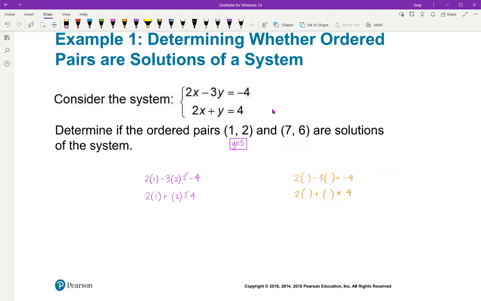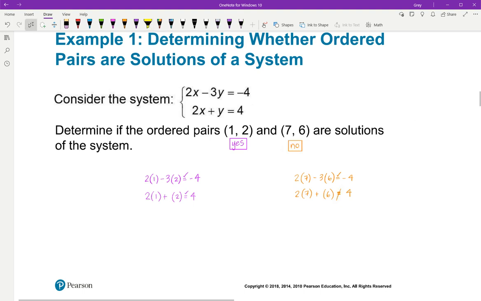Doing the same thing with the next one. Plug in 7 for x and 6 for y. 14 minus 18 is -4. 7 for x and 6 for y. 14 plus 6 is 20. That is not 4, so this is not a solution.